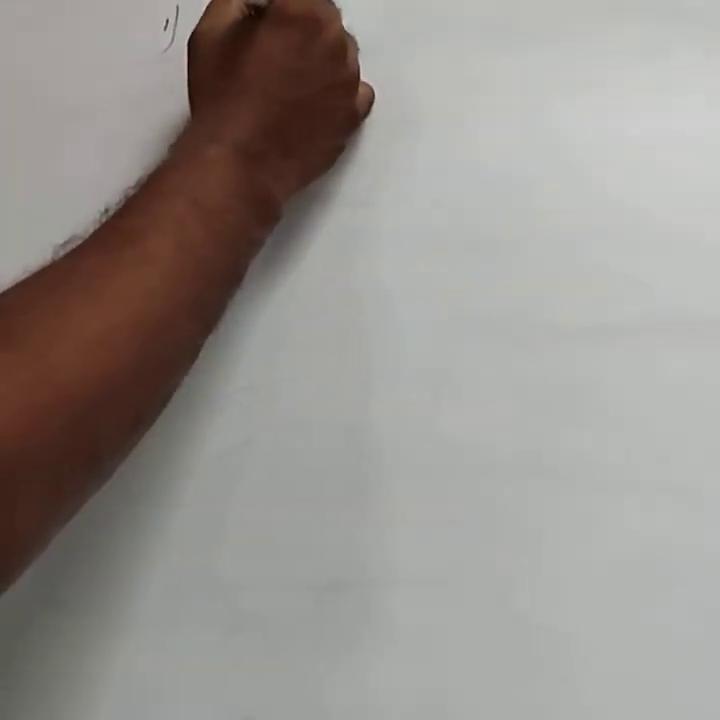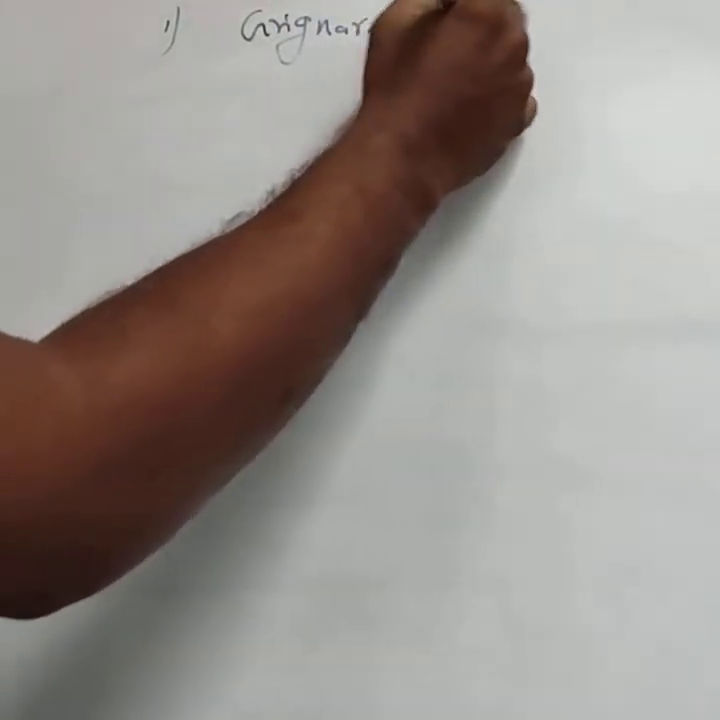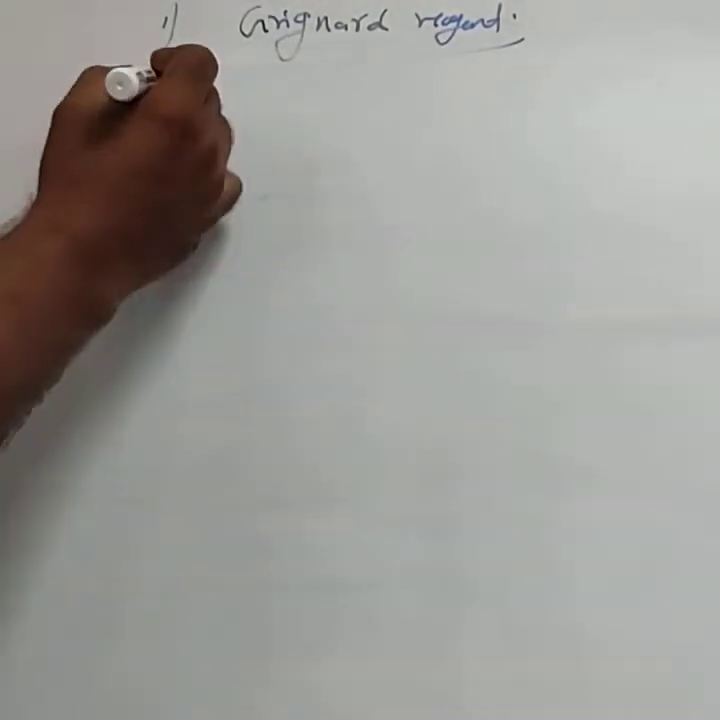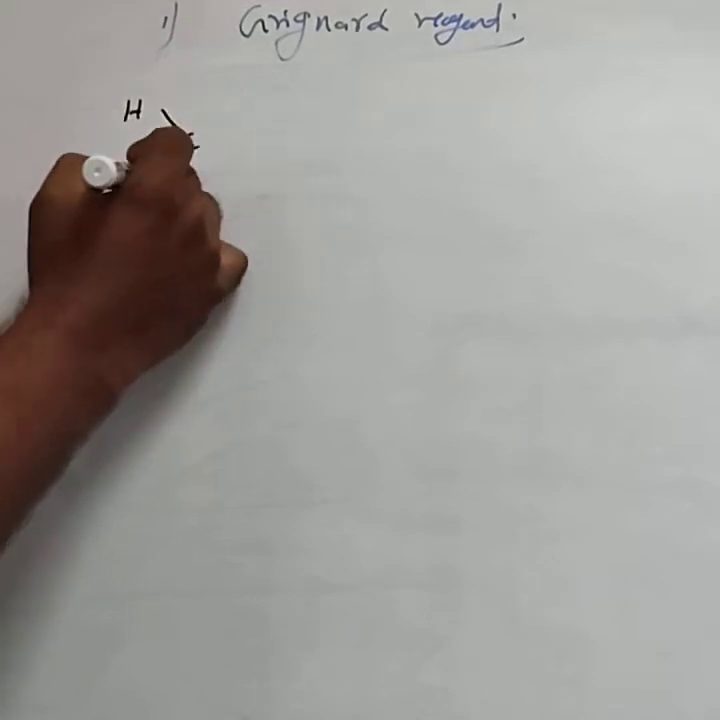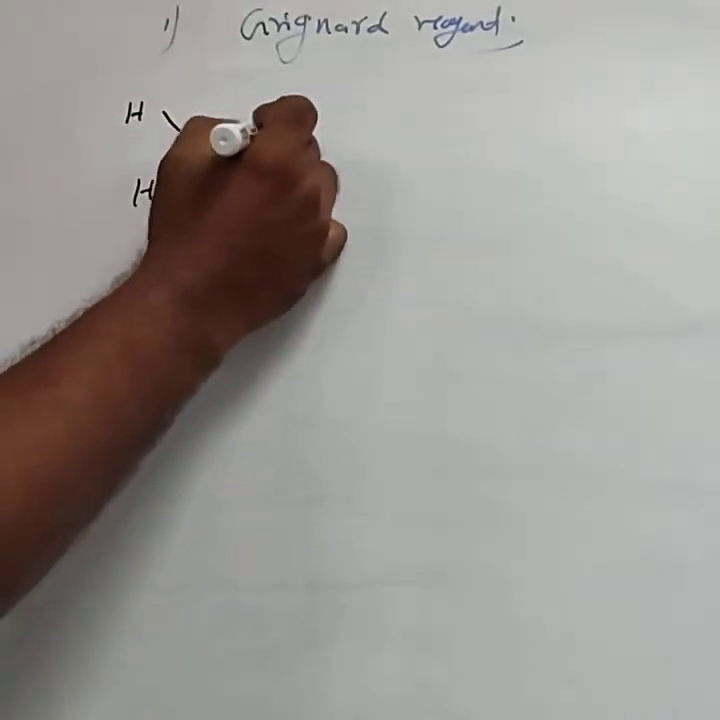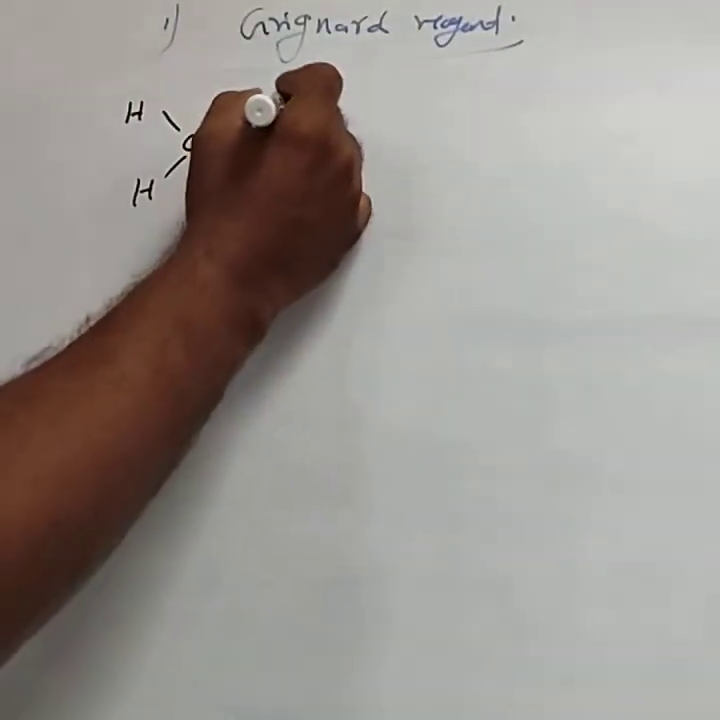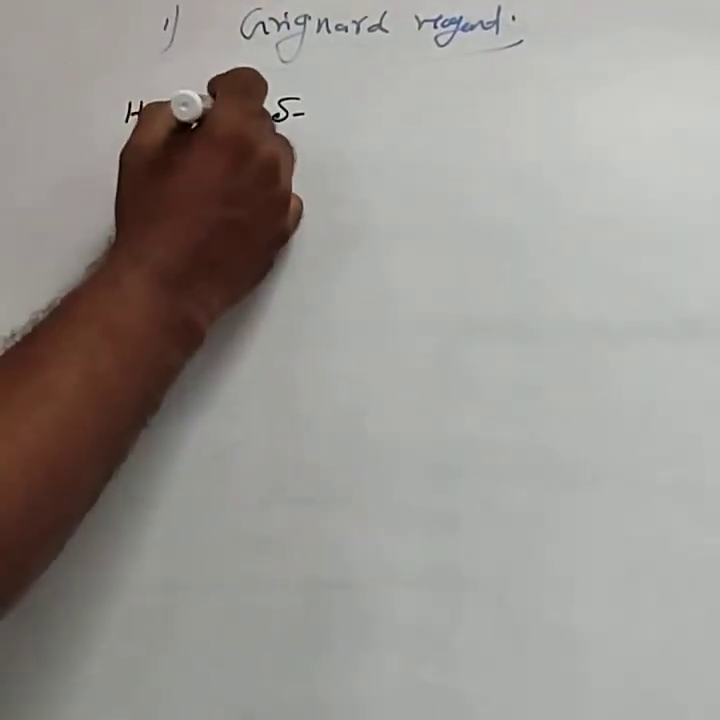Next, consider the reaction with Grignard reagent. This was already studied under the alcohols chapter. Directly consider formaldehyde. The formula of formaldehyde is HCHO. Oxygen is more electronegative, so it gets delta minus. Carbon gets delta plus.